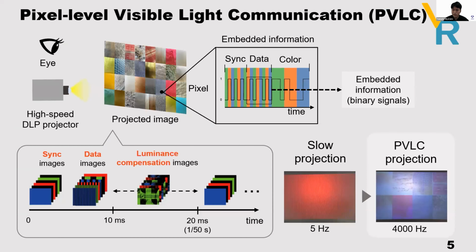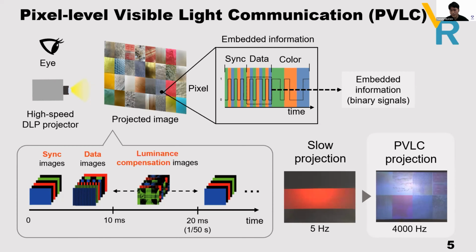PVLC is one of the communication technologies that can embed binary data into each pixel of projected images using fast flashing of binary images. In PVLC, a high-speed DLP projector modulates the luminance of each pixel by displaying a sequence of binary images. We can extract binary data by observing the temporal luminance changes in each pixel. On the other hand, people cannot notice the fast flashings due to the temporal resolution of human eyes.